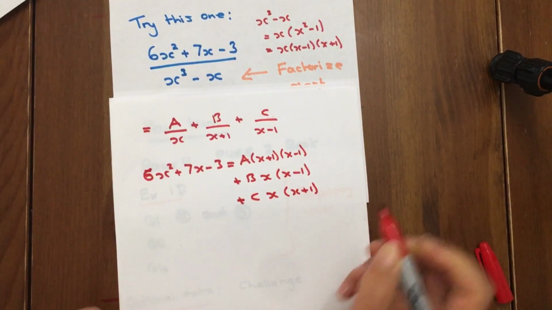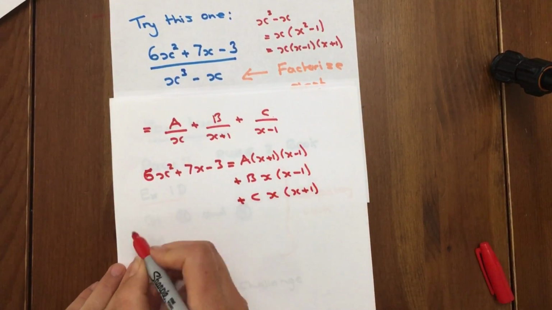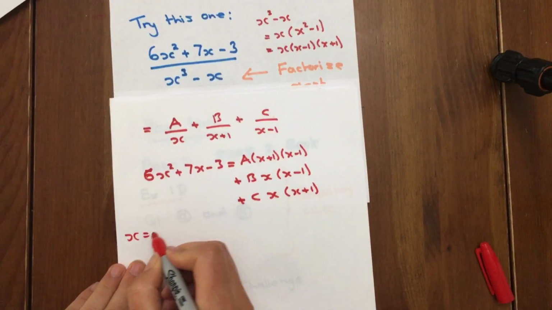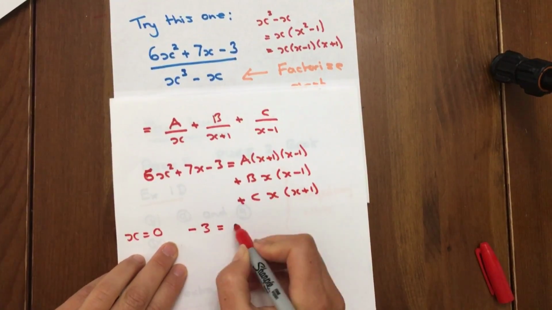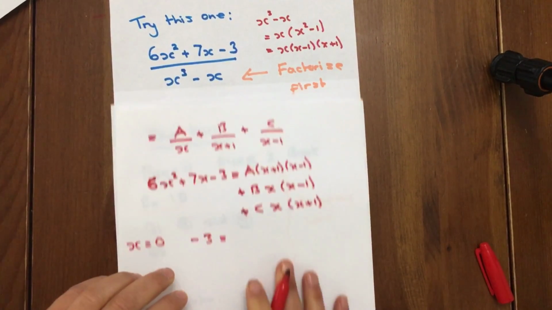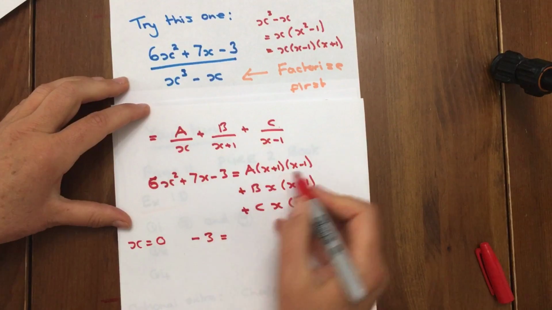Okay, so what values of x shall I put in? So I'm going to put x equals 0 first of all. X equals 0, so I'll get -3 equals -1a.